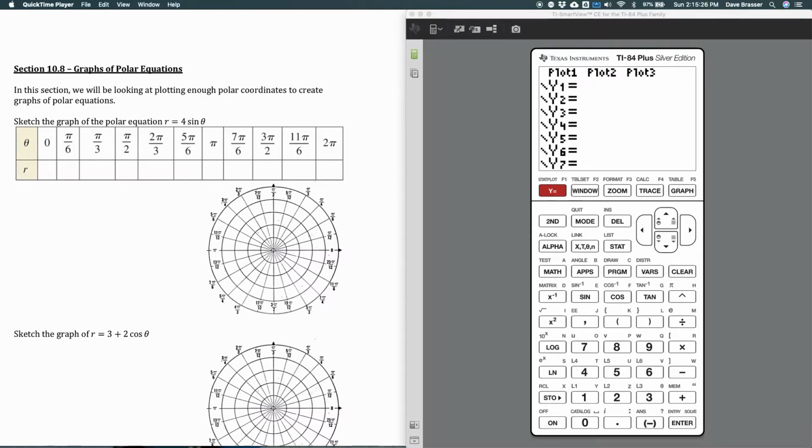Alright, the last section we're going to focus on for this, we're going to take what we just talked about with polar coordinates and talk about how to graph polar equations.